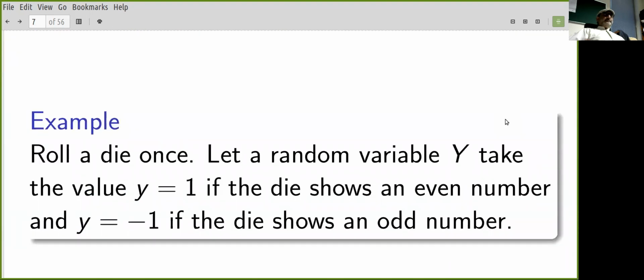As an example, the experiment is to roll a die once. The sample space then consists of the results 1, 2, 3, 4, 5, 6. And we can have a random variable Y. We define it this way. It takes the value y equals 1 if the die shows an even number, and it takes the value y equals -1 if the die shows an odd number.